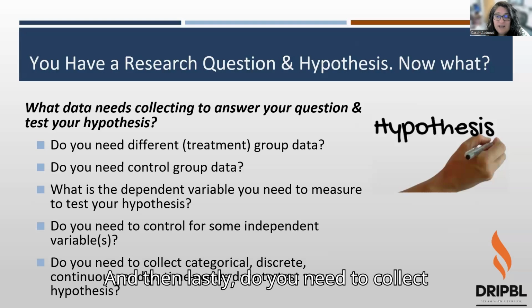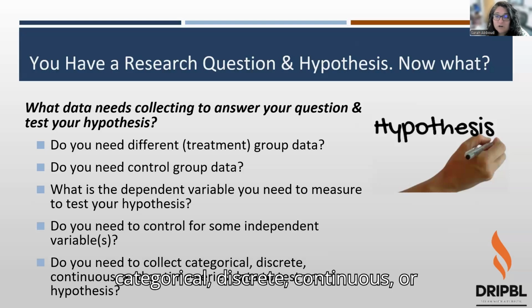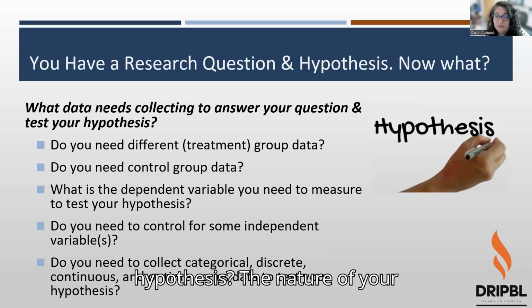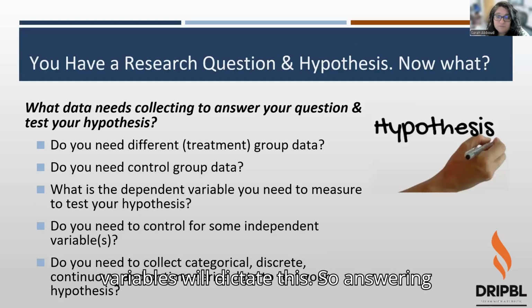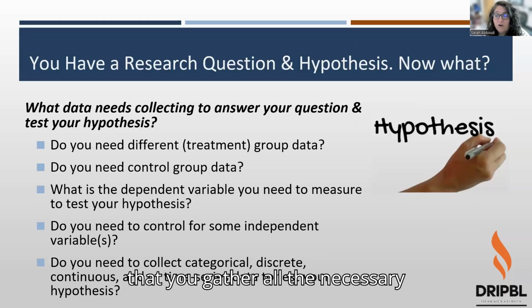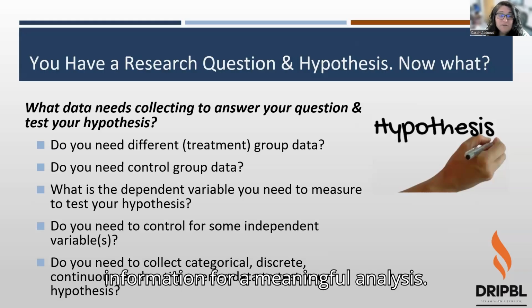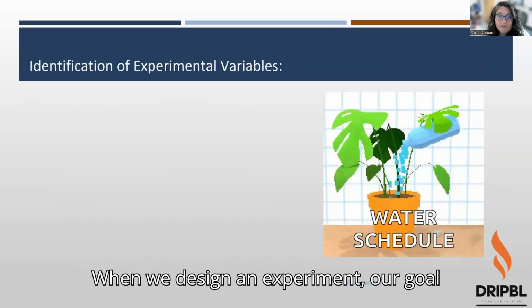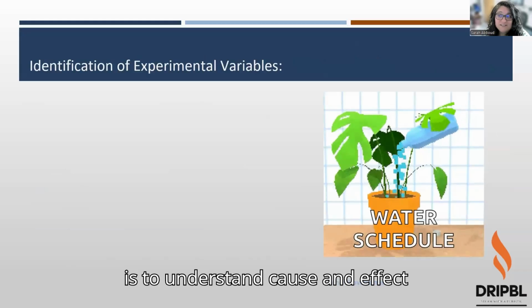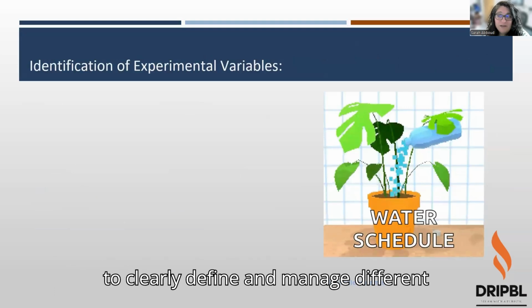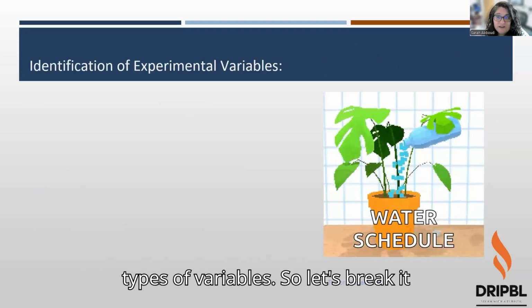And then lastly, do you need to collect categorical, discrete, continuous, or time series data to really test your hypothesis? The nature of your variables will dictate this. So answering these questions upfront helps to ensure that you gather all the necessary information for a meaningful analysis. When we design an experiment, our goal is to understand cause and effect relationships. To do this effectively, we need to clearly define and manage different types of variables. So let's break it down.